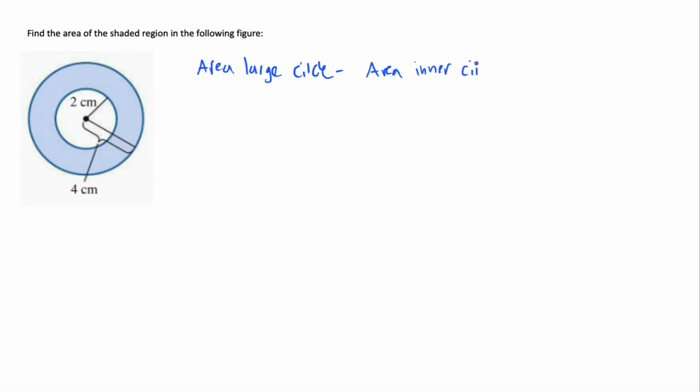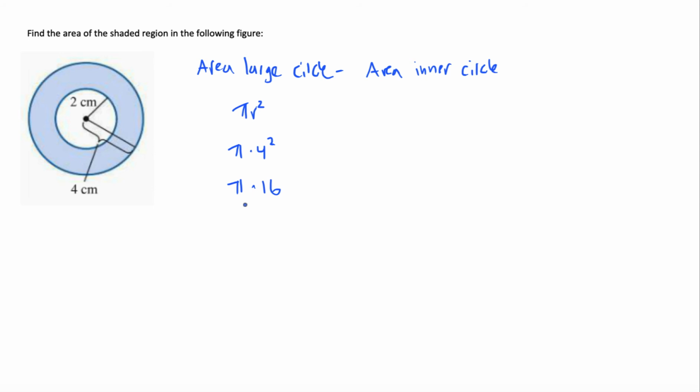Now remember the formula for the area of a circle is A equals pi r squared. So for the outer circle, the radius is 4, and for the inner circle, the radius is 2. So the area in this case is going to be pi r squared, so pi times 4 squared, or pi times 16.